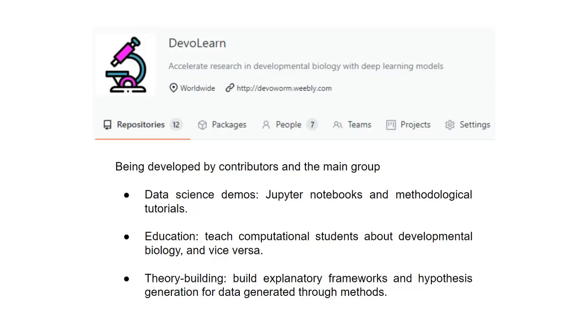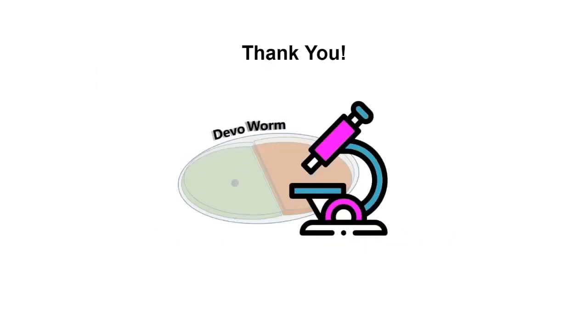So we're trying to engage people in terms of data science education. We're trying to engage people in more general education with respect to teaching computational students about developmental biology and vice versa. And then we have this theory building aspect, which is building explanatory frameworks and hypotheses for the data that we're generating. So we're generating data, or analysis of data, or sometimes both, and then we have to understand that analysis. That's where the theory building comes in.